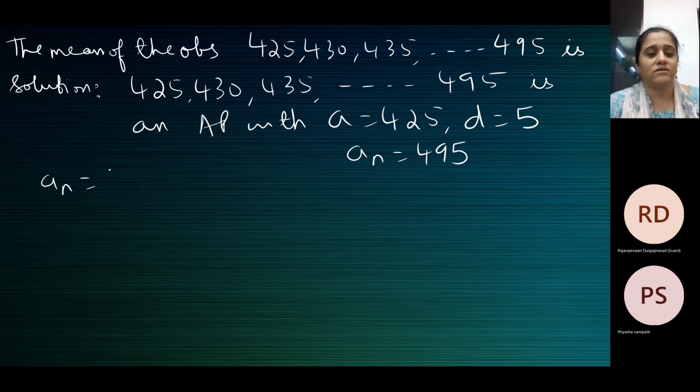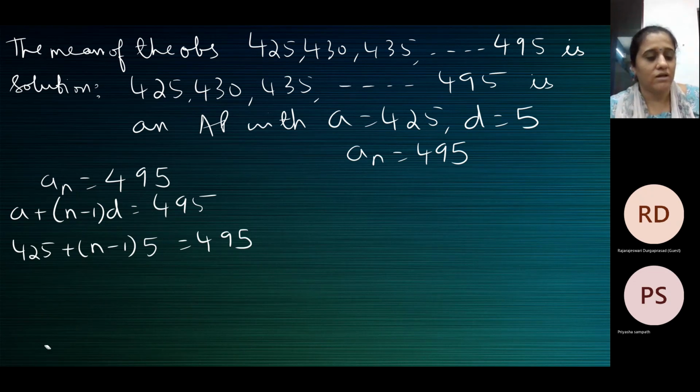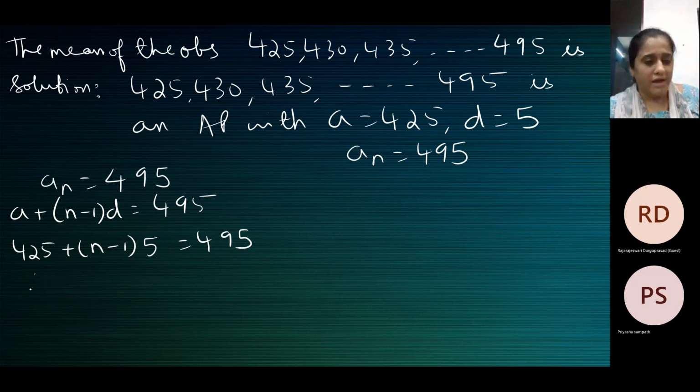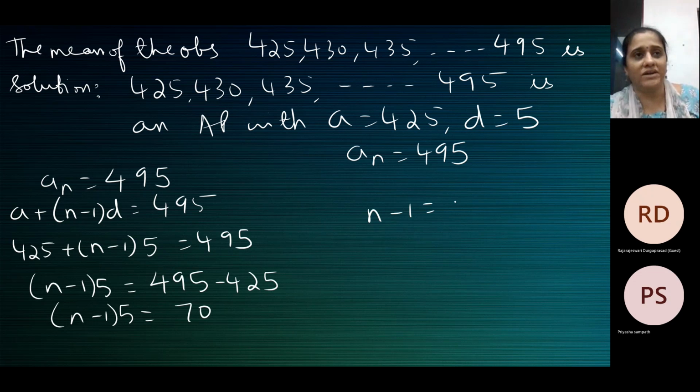So now using an, we'll find the number of terms. a plus n minus 1 into d is equal to 495. 425 plus n minus 1 into 5 is equal to 495. Then what do you do? n minus 1 into 5 is equal to 495 minus 425. n minus 1 into 5 is equal to 70. n minus 1 is equal to 70 by 5, 14. n is equal to 15. So there are 15 terms in the sequence.